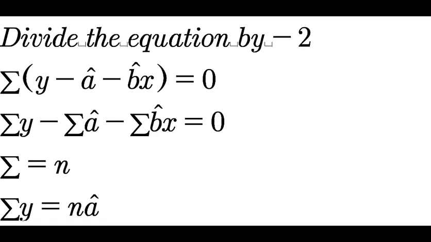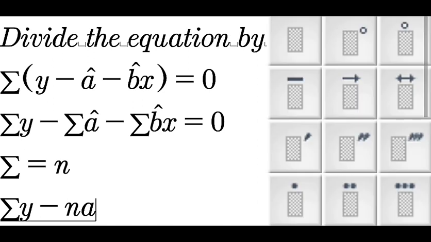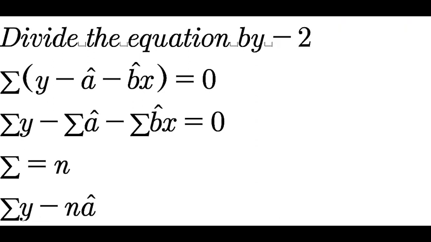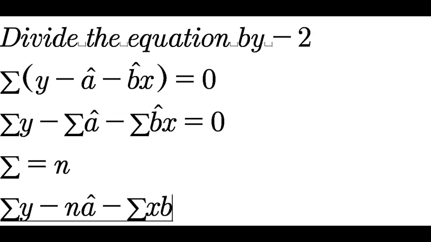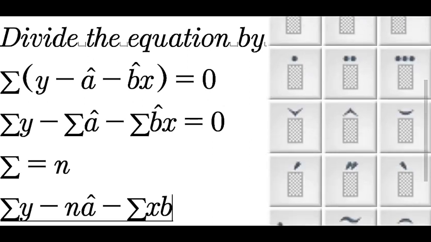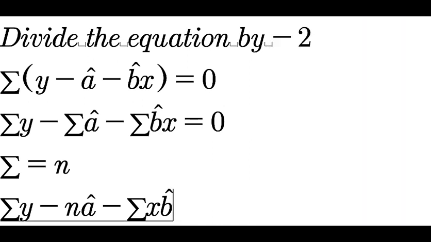Sorry, I have not transposed. Okay, I have just transposed now, but please let me do it very well. Minus n a hat minus b hat summation x, equal to 0.